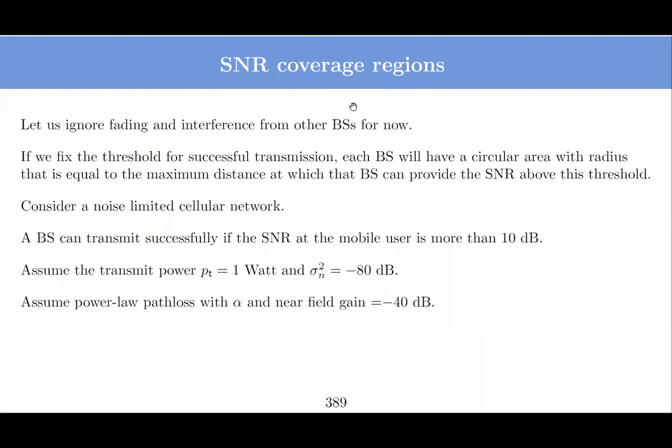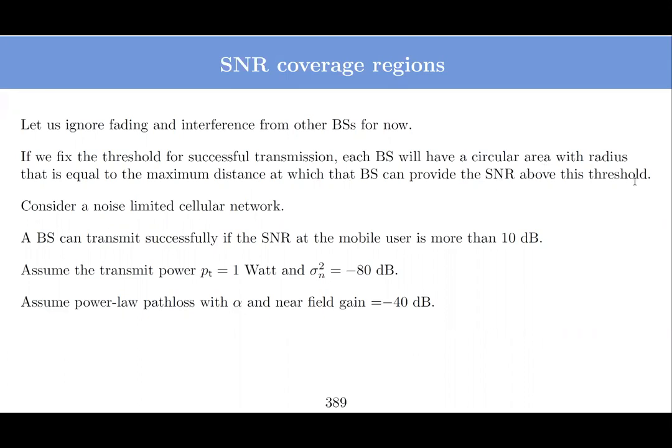Let us first remove fading and interference from other base stations. Let's just assume that the network is sparse, so you don't see that much interference from other base stations, right? So we are ignoring fading and interference, so everything is geometry based. If we fix the threshold for successful transmission, each base station will have a circular area with radius that is equal to the maximum distance at which the base station can provide SNR above the threshold, right?